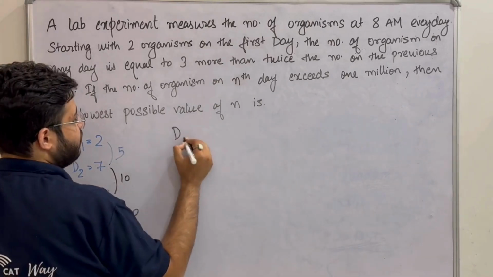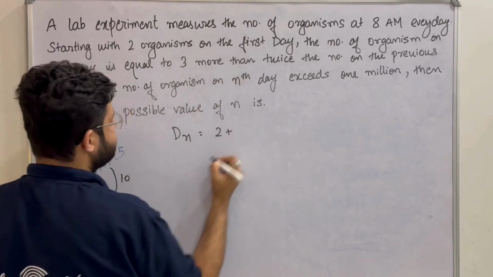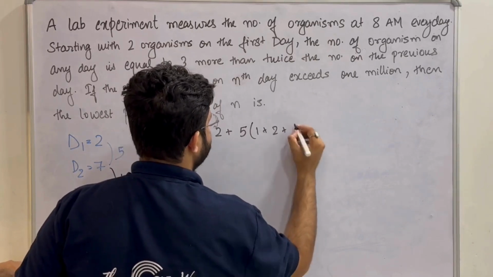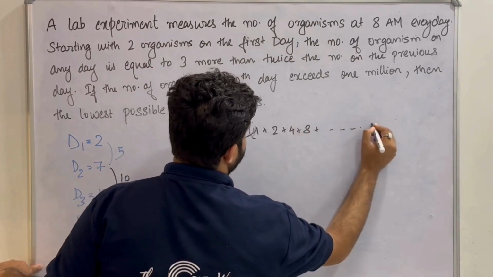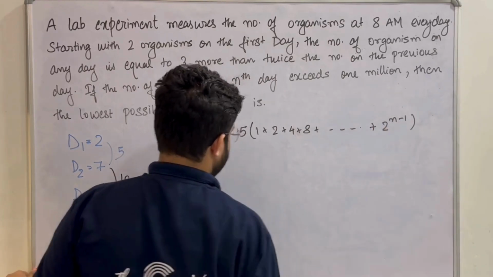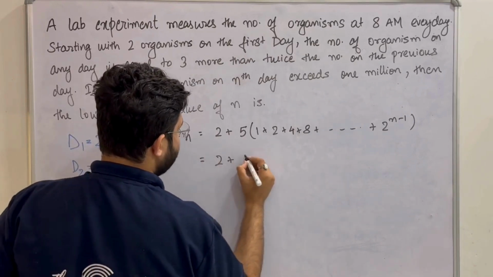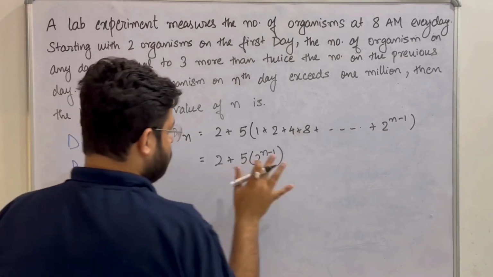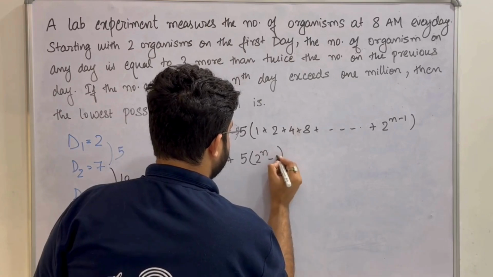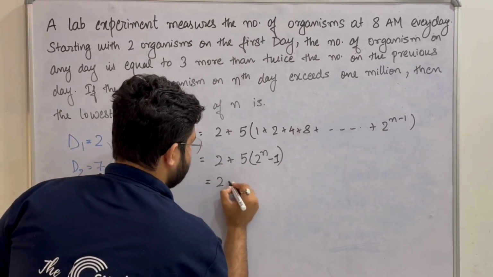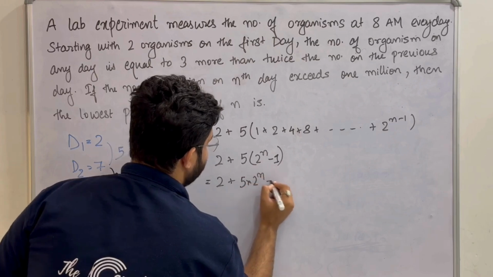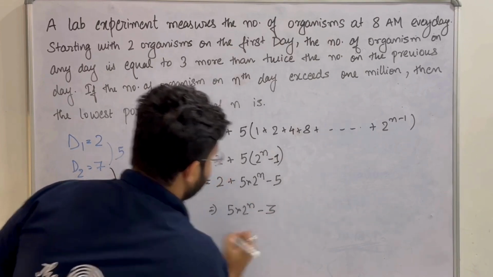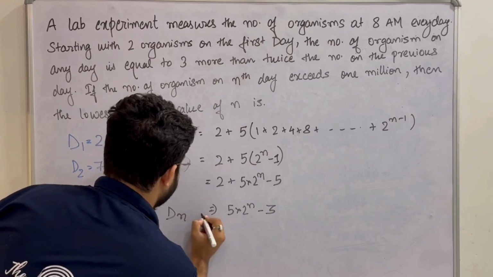So if we want to try and write a general term, what we get is 2 plus 5 multiplied by (1 plus 2 plus 4 plus 8 plus up till 2 to the power n minus 1), right? Now this simply can be written as 2 plus 5 times (2 to the power n minus 1). Now this will basically be 2 plus 5 into 2 to the power n minus 5, that is 5 into 2 to the power n, and 2 minus 5 would give you a minus 3. So this will be day n, right?